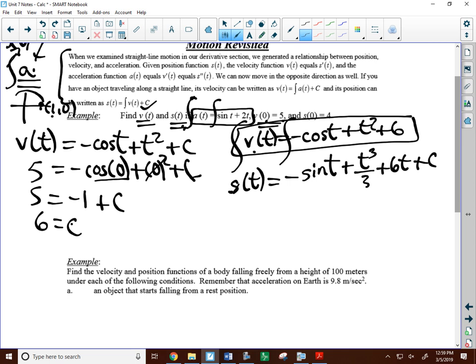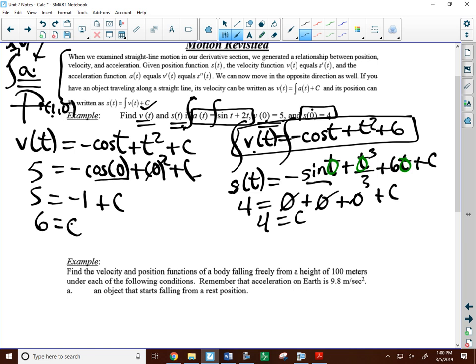All right. Again, they give us some initial conditions here. At a time of 0, position is 4. So I'm putting 4 in here, and 0 in. I'm plugging 0 in for all of these. So sine of 0 is 0, so this one's 0. All the rest are 0, right? 0 cubed, 6 times 0. So basically all we're left with is plus c, which is going to be 4. All those ended up being 0.